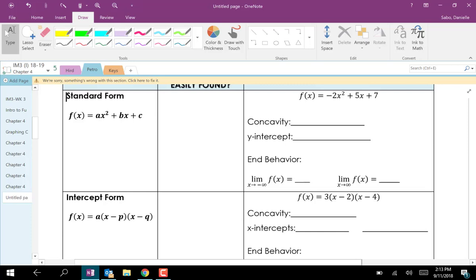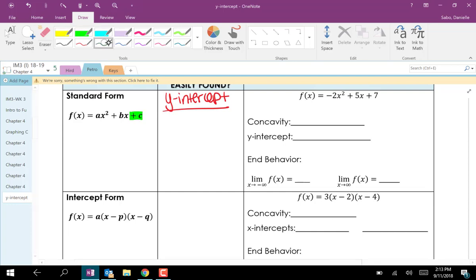So standard form. The one thing that you can find that's unique to standard form is called the y-intercept. Okay, so when you're given something like that standard form, this C value right here is going to tell you your y-intercept. Highlight works.